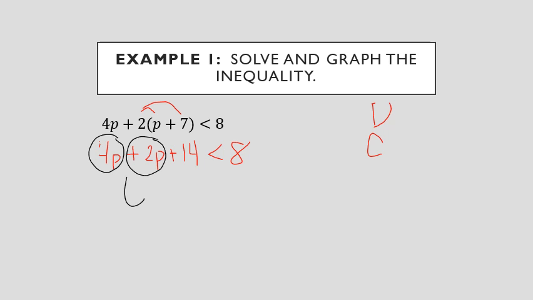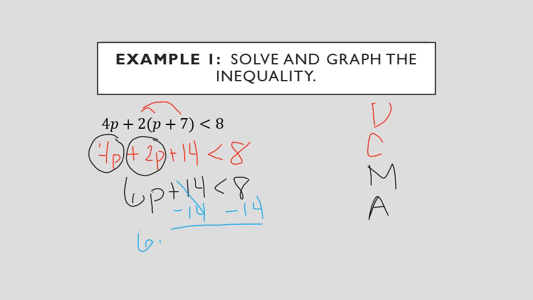4p plus 2p, that's 6p, plus 14 is less than 8. I don't have to move any variables here because I only have p's on the left side of the inequality symbol. I do have to, however, add or subtract. In this case, I'm going to subtract 14 from both sides.